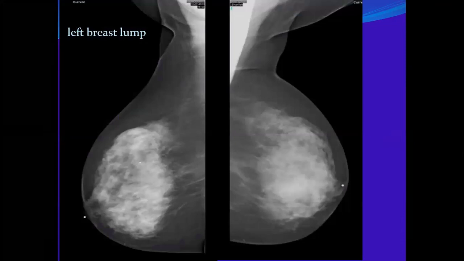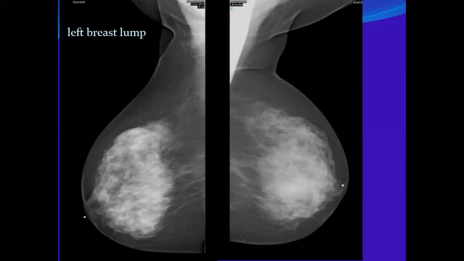Okay, this is our patient. She had a left breast lump. Okay, quickly. There is an area of asymmetry at the lower part of the left breast. Excellent. No associated skin thickening or retraction, nipple retraction, architectural distortion or axillary lymph node. I have to see the craniocaudal view to confirm it's a focal asymmetry. I don't accept it from you.